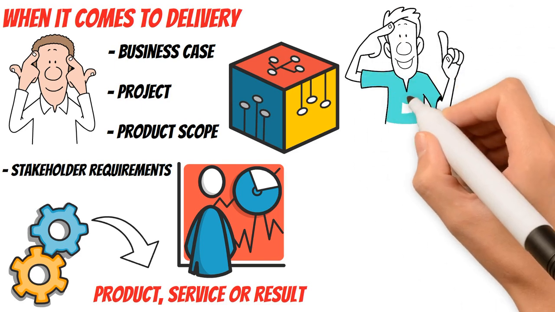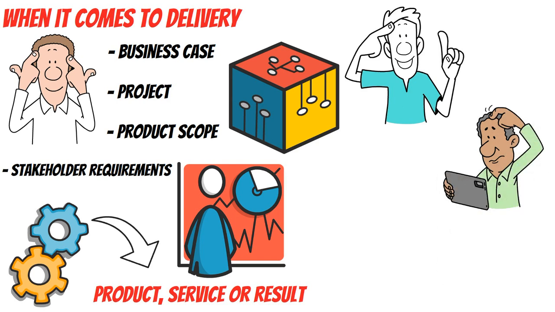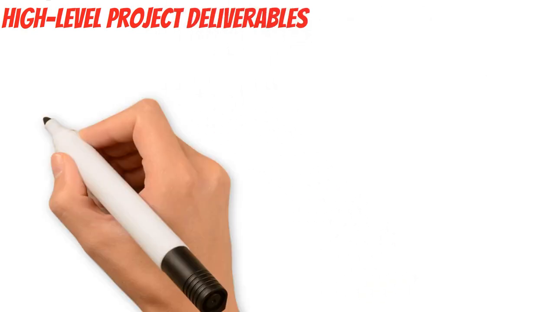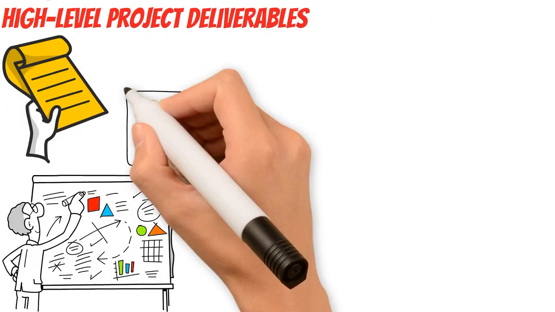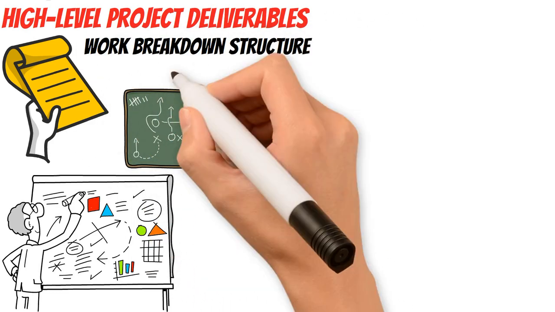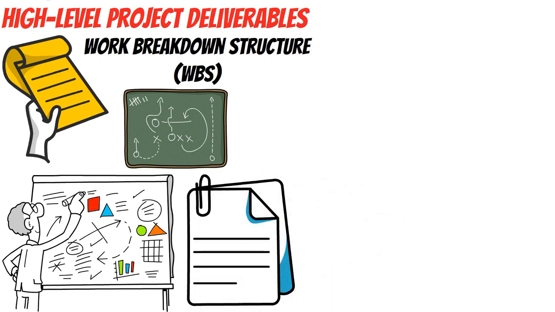Once you know and understand your product and project scope, you can determine which approach you want to use to deliver the project. You can use predictive planning. This starts with the high-level project deliverables up front, and then it's broken down into more detail. This approach can use a scope statement and/or a work breakdown structure, also called WBS, to break the scope down into lower levels of detail.